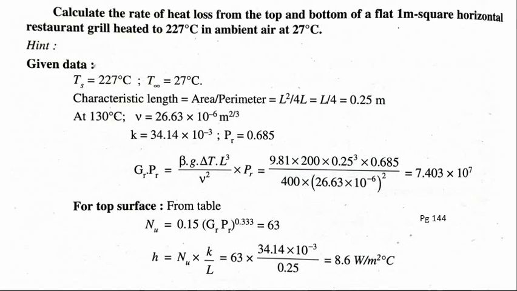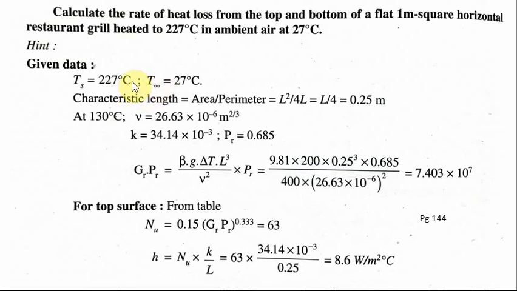Next problem is about a flat plate. So far we have discussed only vertical cylinders and vertical plates. This is a flat plate problem, a horizontal plate problem. Calculate the rate of heat loss from the top and bottom of a flat 1 meter square horizontal restaurant grill heated to 227 degrees Celsius in ambient air at 27 degrees Celsius. So the given data are the surface temperature and the ambient temperature.